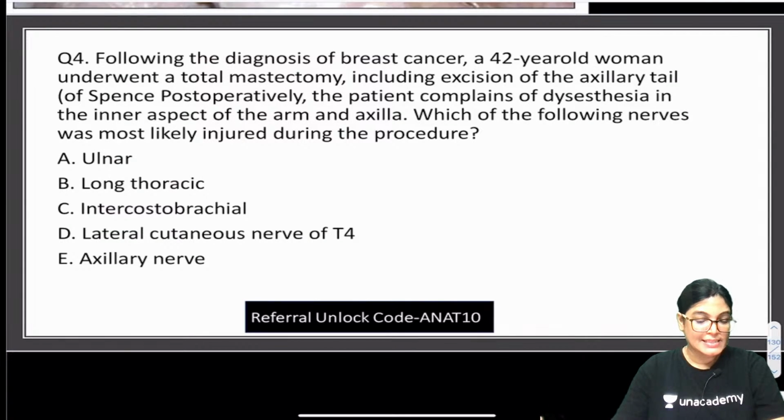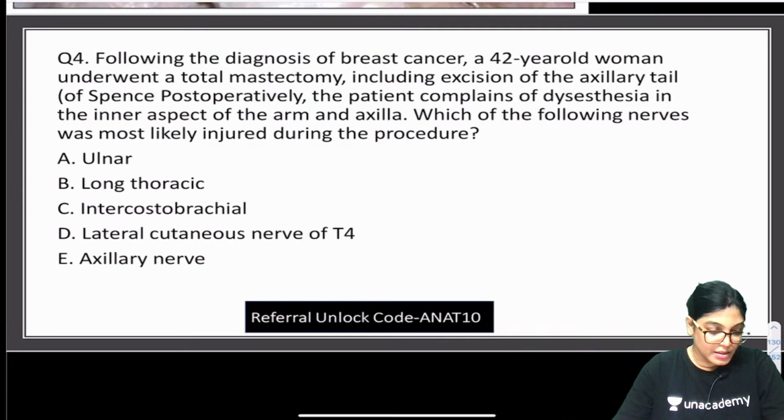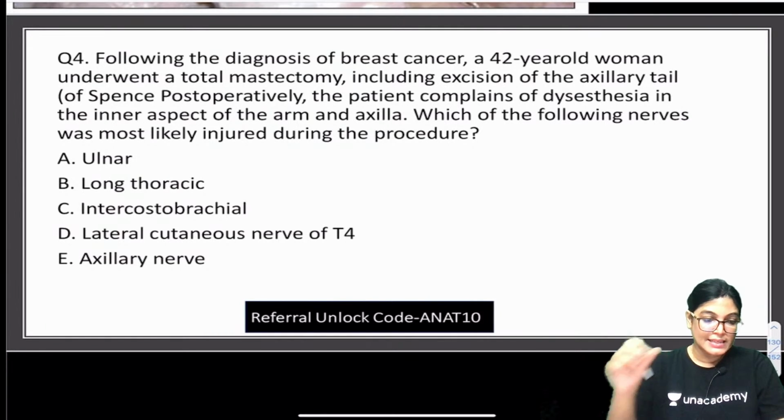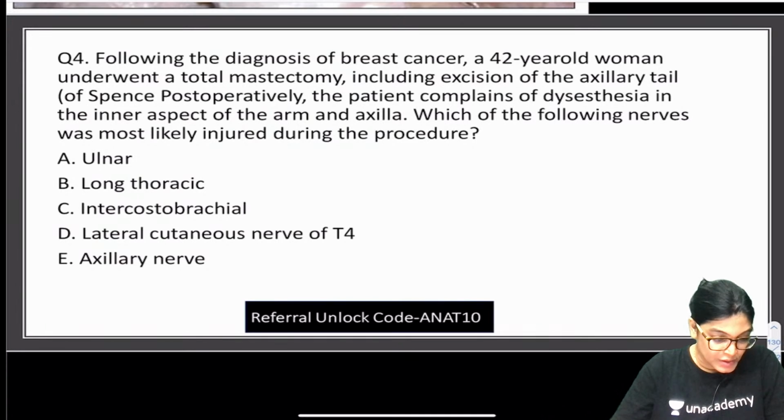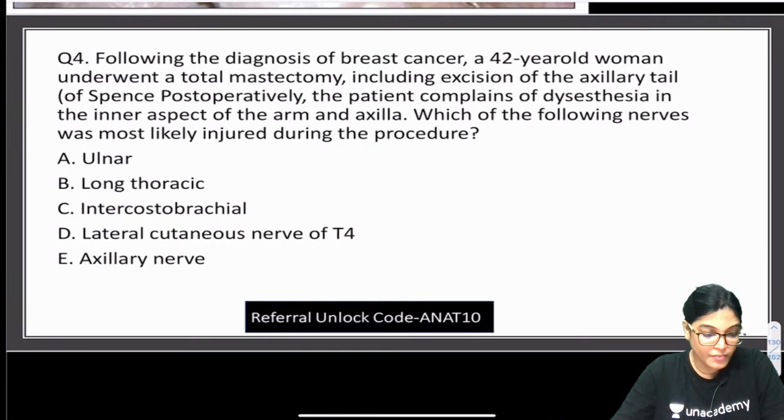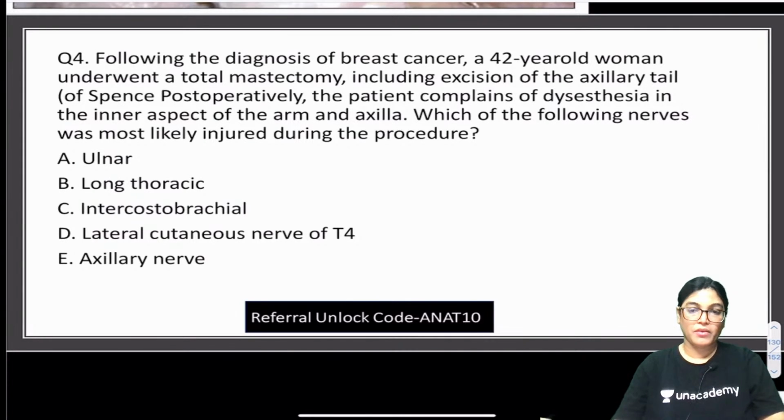Sam is telling C. Reddy is also telling C. Ishu is telling B. Ashish Jha is telling C. Okay, so a mixed bundle of answers are coming. Mednair is telling C. Sri Rangraj is telling C.